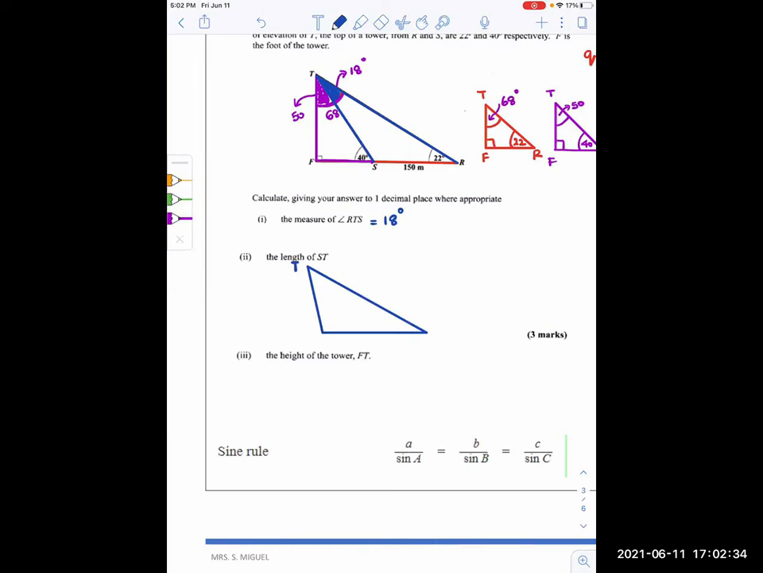This is T. Here is 18. This is S. This is R. This is 22 degrees. Here is 150. Right? I want to find ST. So ST is opposite to 22 degrees. Do you all see that? So ST over sine 22 is equal to 150 over sine 18. Do you all see that? Work it out now.